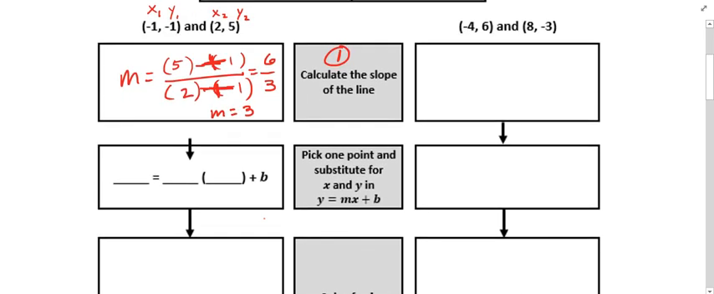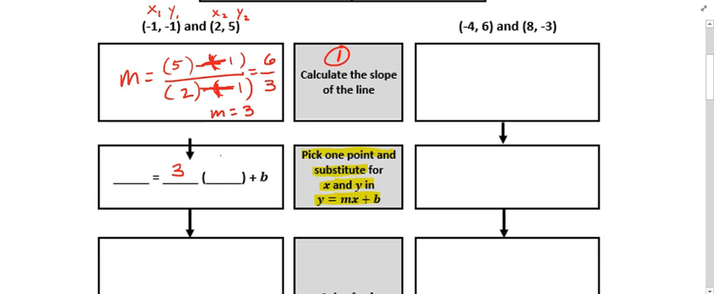Next step. This is where something new that we haven't done specifically yet. Pick a point and substitute or plug in for x and y in our slope-intercept form, y equals mx plus b. So we have the slope. It was 3. So there's 3.